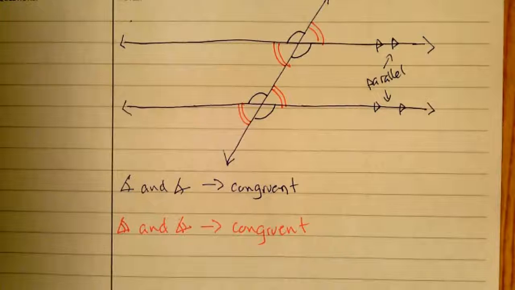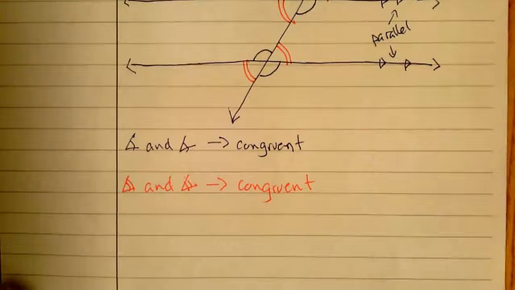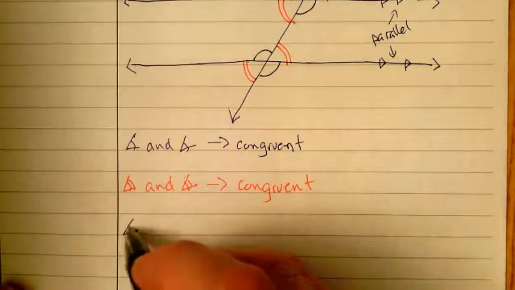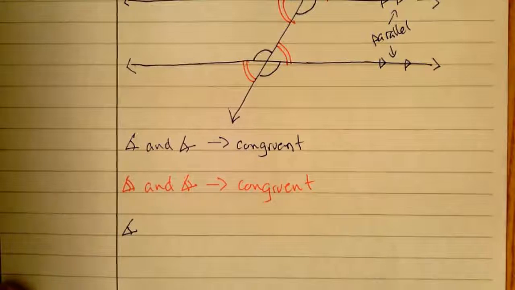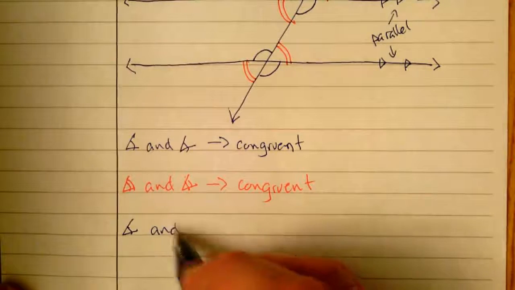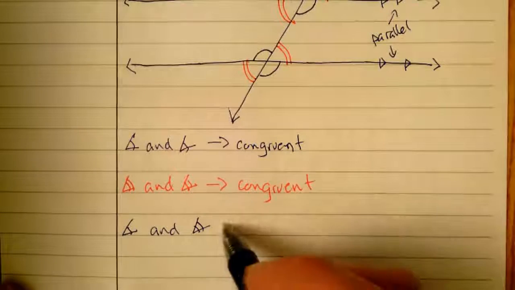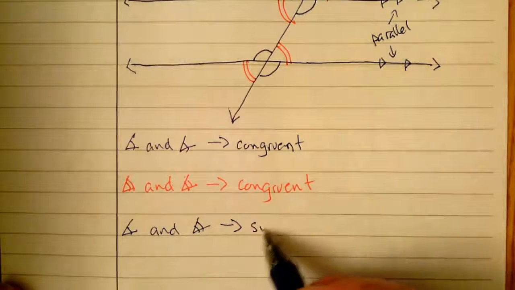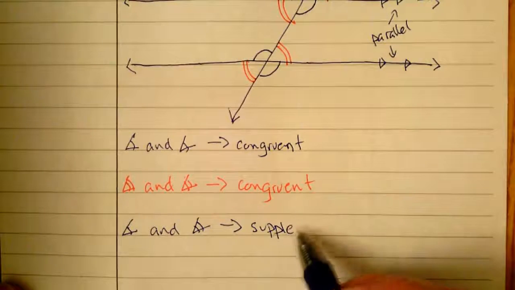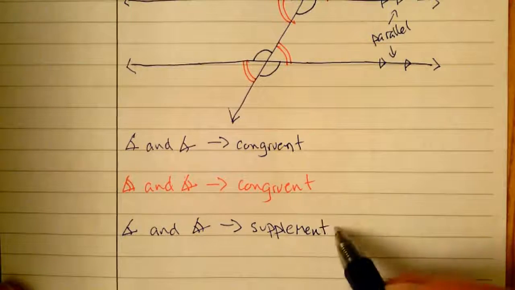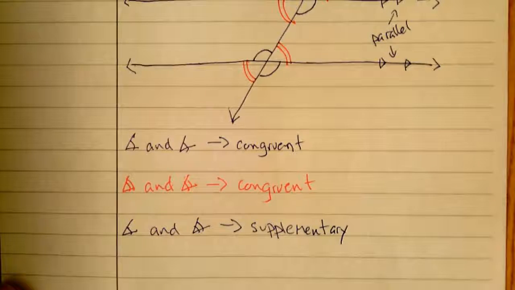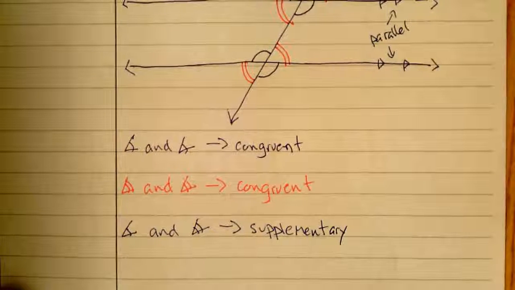If the lines aren't parallel, that doesn't happen. If that doesn't happen, you know the lines aren't parallel. One last thing. If we have one of those types, if we mix them up, they are supplementary. So they add up to 180 degrees.